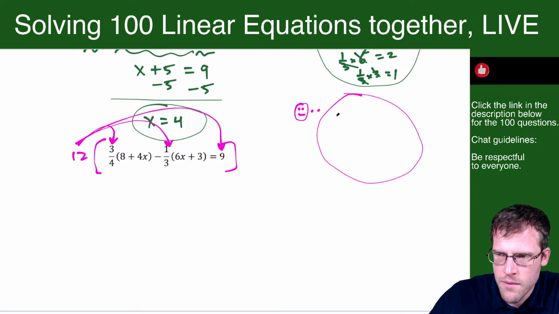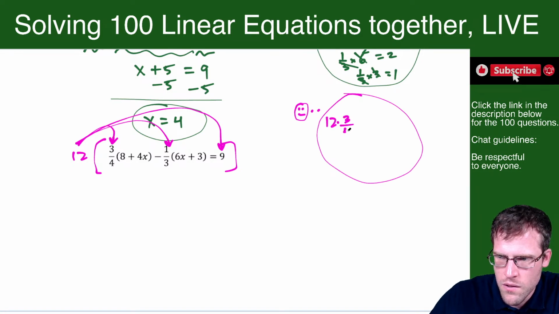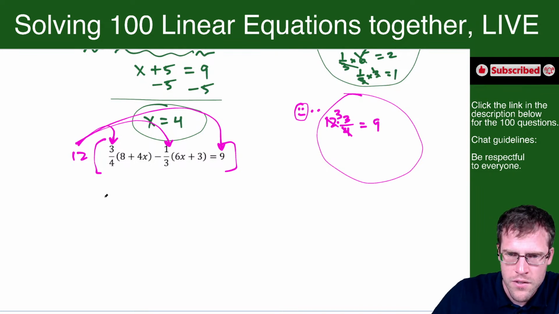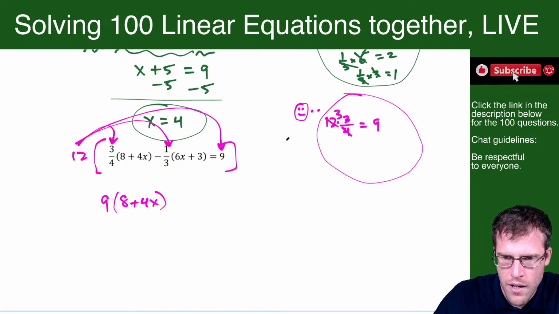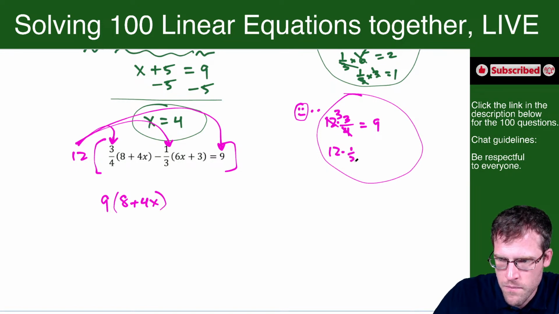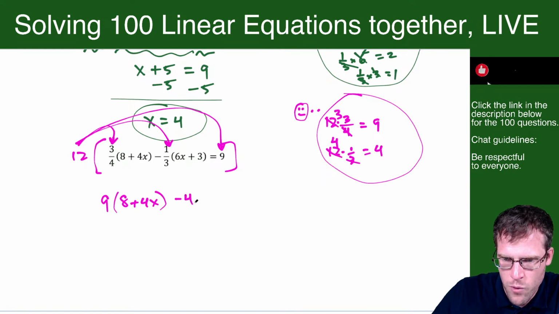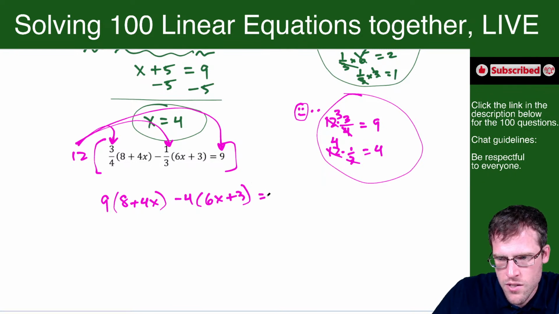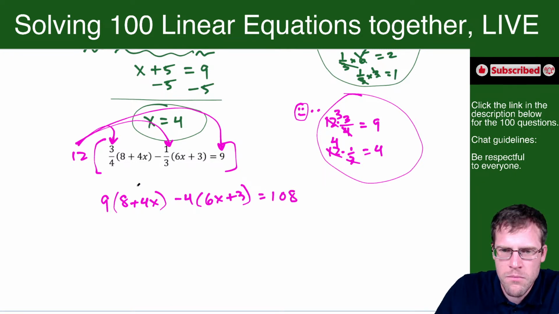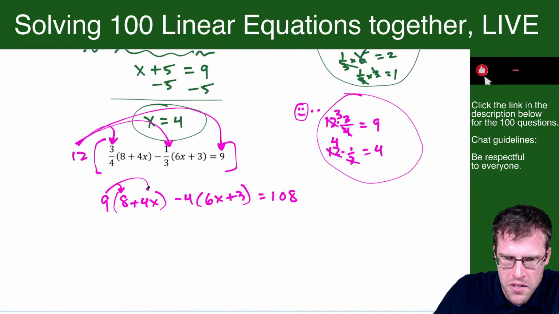We're doing 12 times 3/4, and now 12 over 4 is 3. 3 times 3 is 9. So this becomes 9 times 8 plus 4x. And now I'm doing 12 times 1/3, and 12 divided by 3 is 4. So that would be minus 4 times 6x plus 3 equals 12 times 9, which is 108. Okay, so the numbers are a little bit bigger here, but I don't know if you think this is easier.